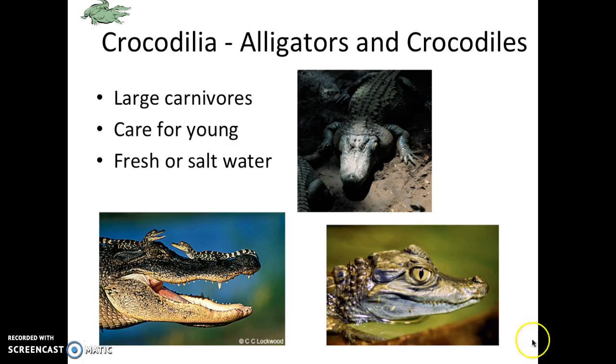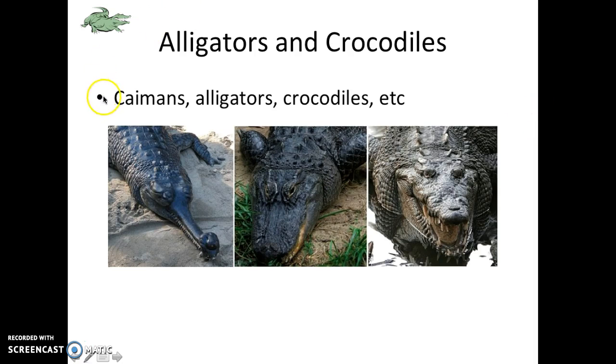Our next group, Crocodilia, includes alligators and crocodiles. These are large carnivores that care for their young. So as vicious and predatory as they may seem, they actually care for their young until the young are old enough to take care of themselves. They can live in freshwater or saltwater. And this includes caimans, alligators, crocodiles, etc. You can tell whether it's a caiman, an alligator, or a crocodile by looking at the snout.